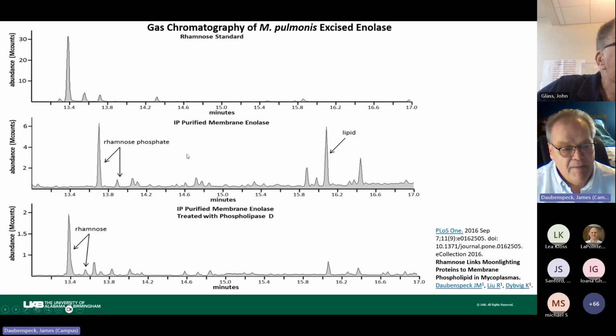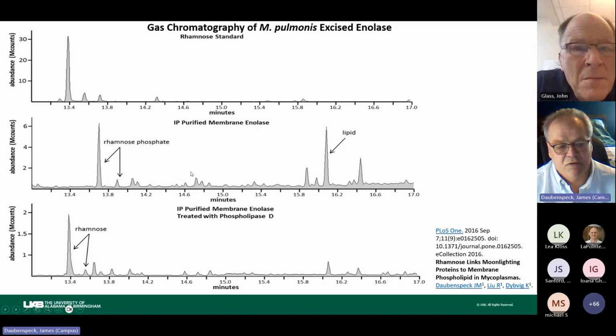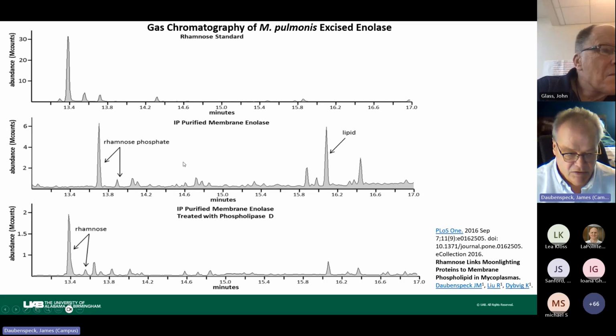So in the IP-purified membrane enolase, we can see the rhamnose peak shifts to the right. And this is indicative of a phosphate that's linked to the molecule and it doesn't change the shape of the sugar. It just changes the mobility over time, all right? You can also see the lipid peak come up in this chromatogram. And that's a very easy signature to read in the MSMS of this, which is not shown, by the way. But what you see is breaks of 14 Daltons, right, with that CH2 coming off every time.